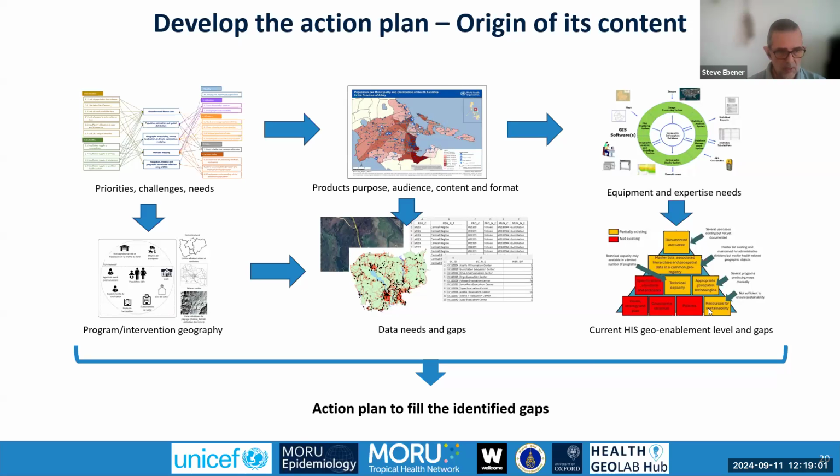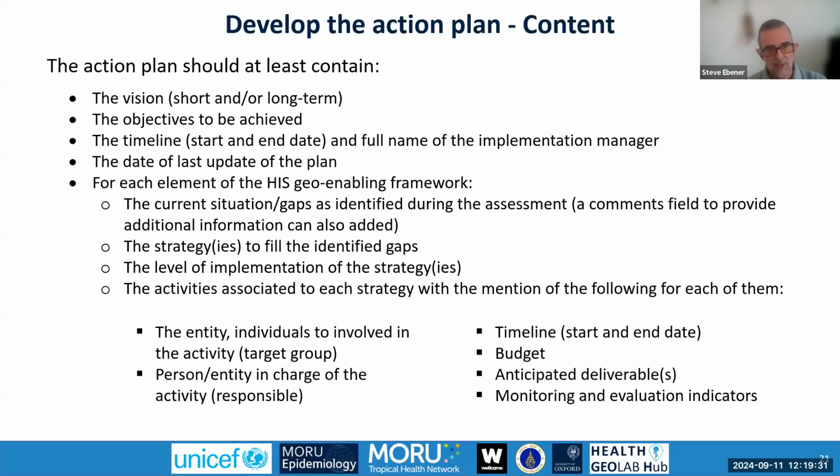And last but not least, of course, the assessment of the current level of geo-enablement across programs and the identification of the gaps. All of these 6 pieces that you have here, collected and assembled during the previous step of the process, contribute to filling the action plan to be able to address those gaps. So ideally, this action plan should at least contain what you have listed here.